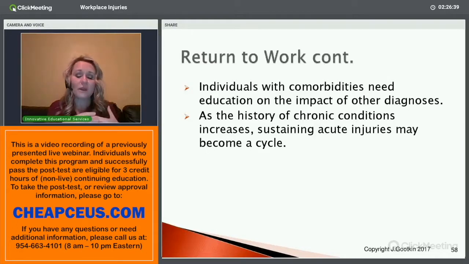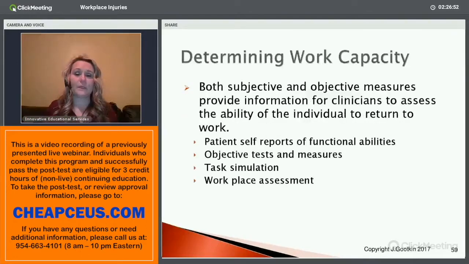As we mentioned with comorbidities, you're going to look at, well, what other resources are available for the individual, if we need to refer them back for any chronic conditions to the physician. And as part of our return to work, we may be looking at determining work capacity. Functional capacity evaluation is a very specific objective process that some individuals need to go through.